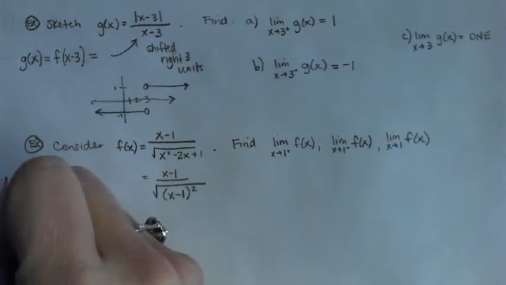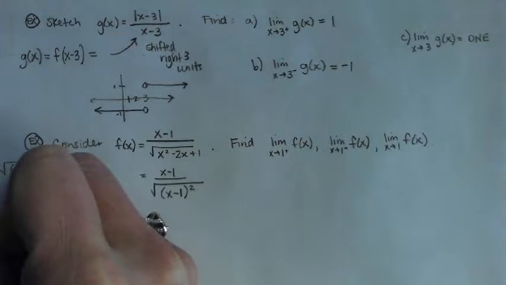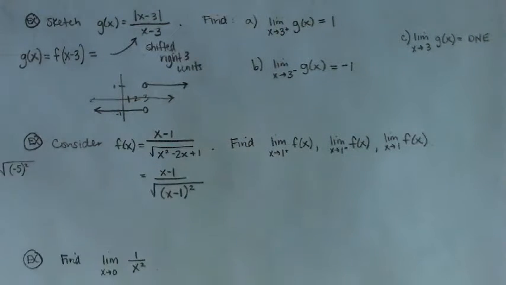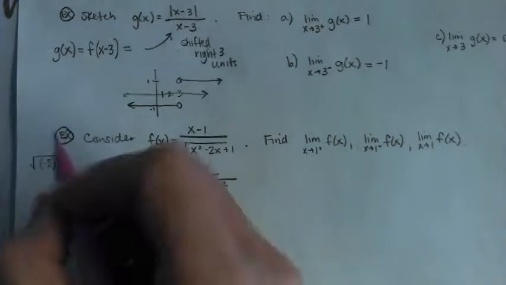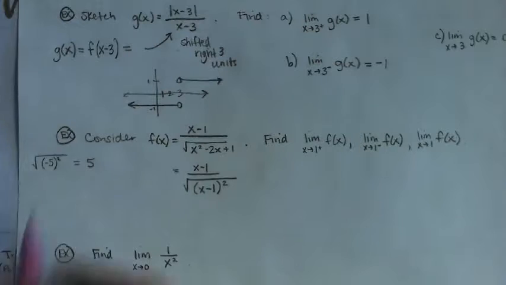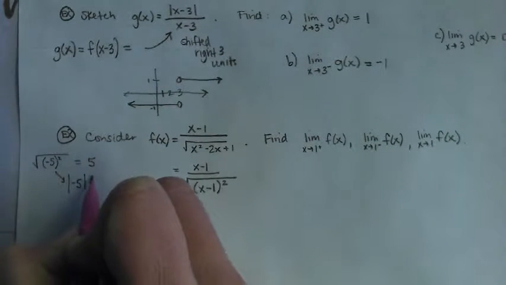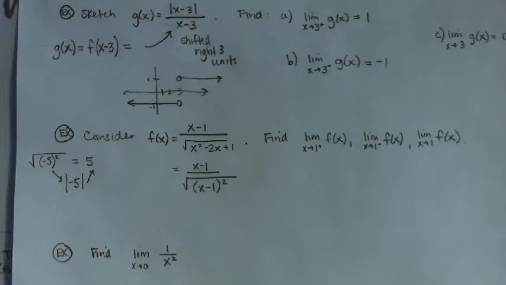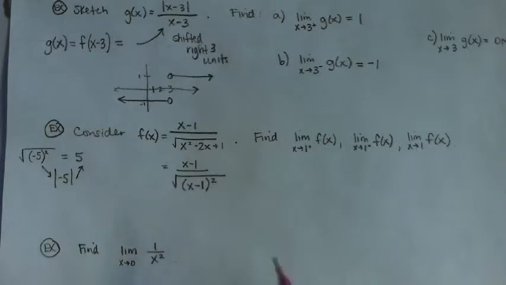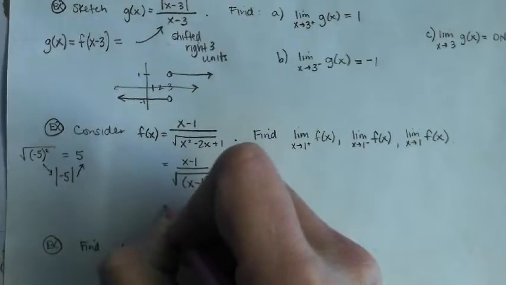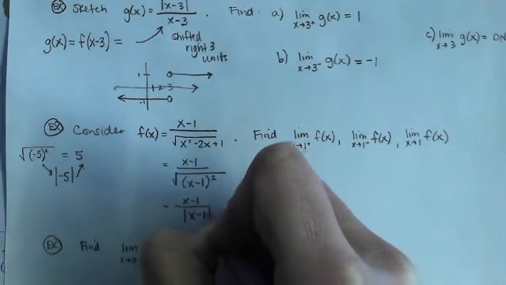I'll give you the numerical example. What is the square root of -5 squared? So does that equal itself? Correct. So we talked about this equals the absolute value of itself. So in this particular case here, the square root of that binomial squared is x minus 1 over the absolute value of x minus 1.